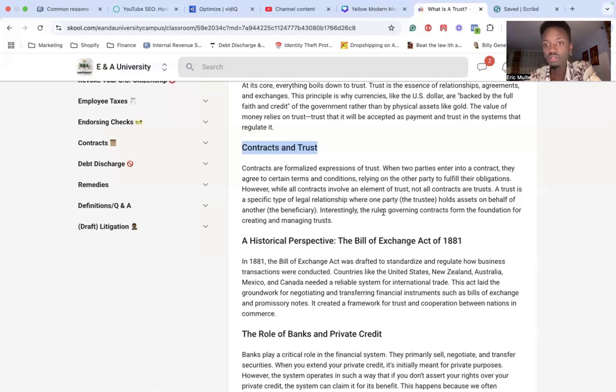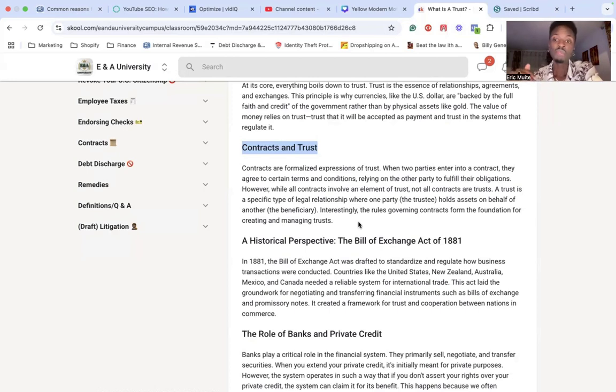Interestingly, the rules governing contracts form a foundation for creating and managing trusts. So basically, a trust is set up similar to the way contracts are set up, because the trust itself has to have some sort of structure similar to a contract. When you read a contract, it has the terms and conditions and the requirements, and it's very, very structured, right? The same thing with the trust.